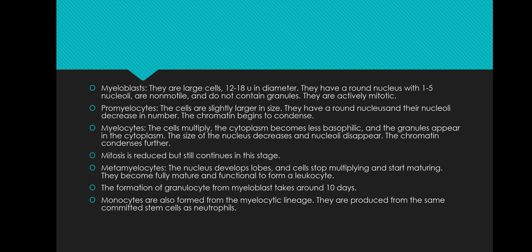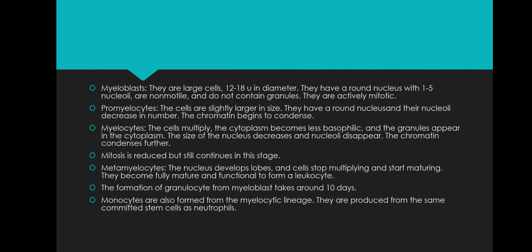They are actively mitotic, so myeloblast cell division occurs by mitosis. The cells are large, with a diameter of 12 to 18 mu, a round nucleus, and 1 to 5 nucleoli. They are non-motile and do not contain granules. These are the myeloblasts. Next we will see the promyelocytes.